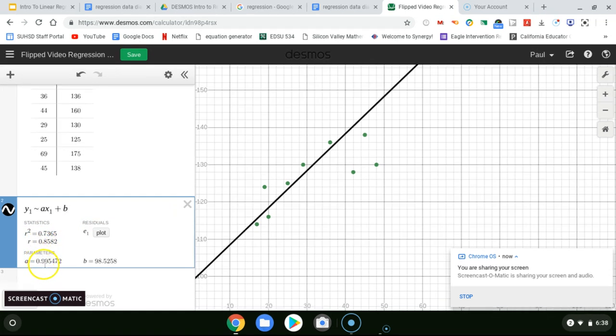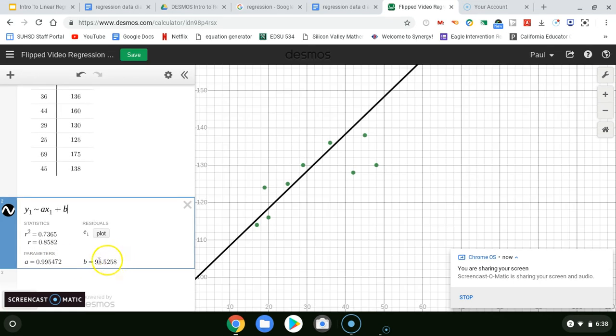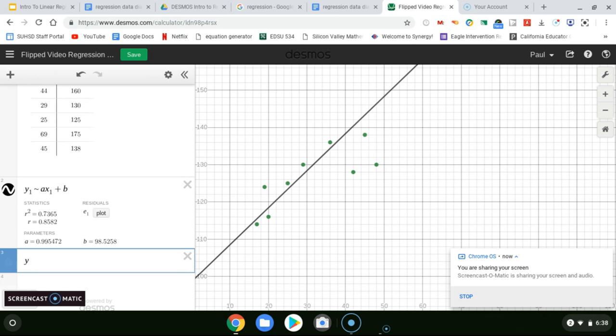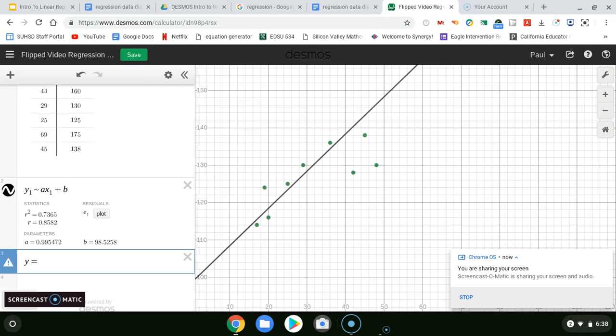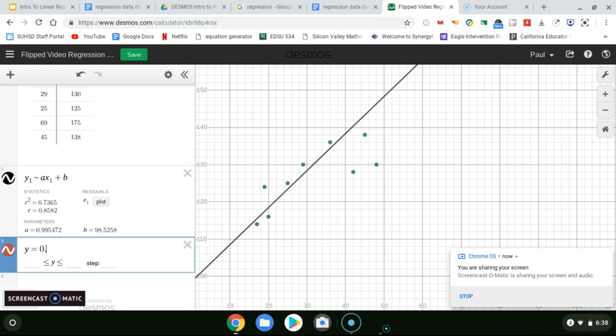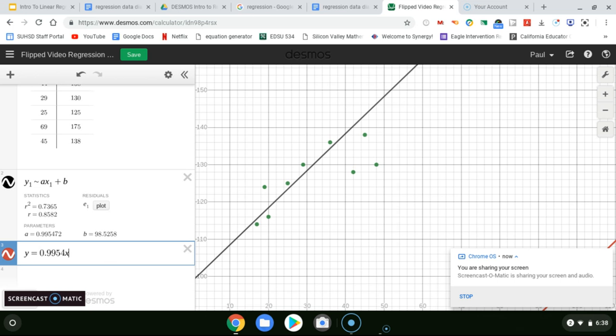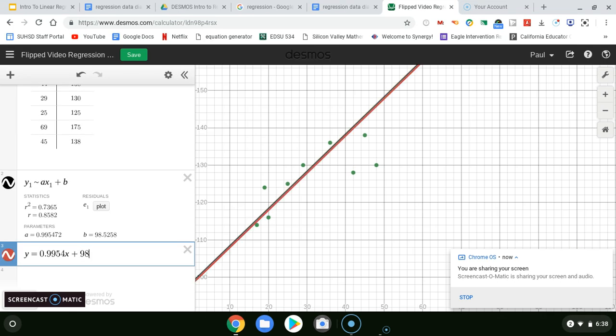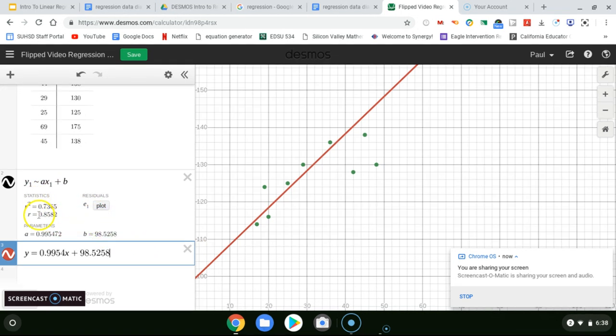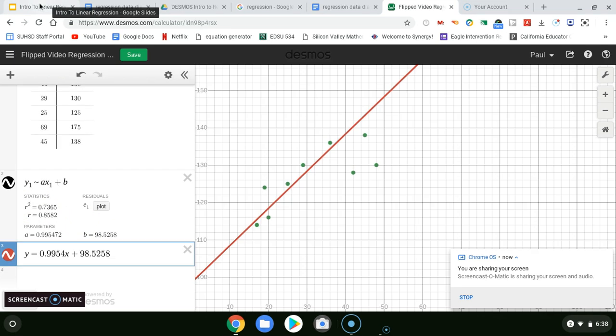And here's the slope of the best fit line. Here's the y-intercept. So our best fit line will be y equals, or is approximately, 0.9954x plus 98.5258, going to 4 decimal places. And you can see that's exactly the same line that they fit. So let's talk about these other outputs. You need to be able to interpret them.